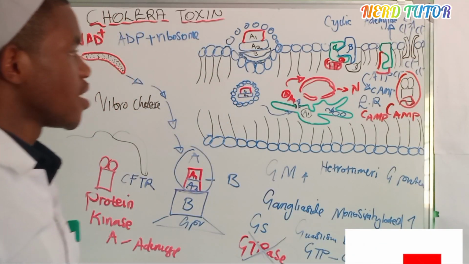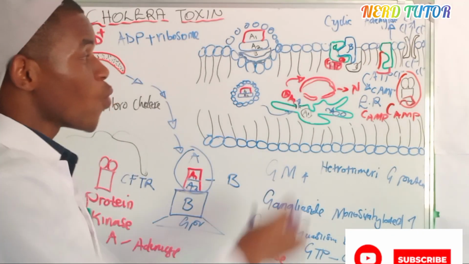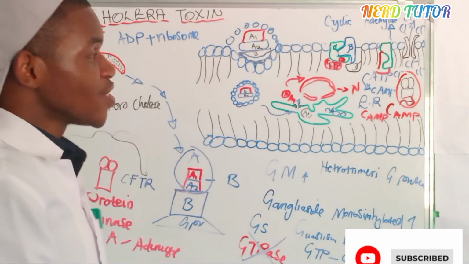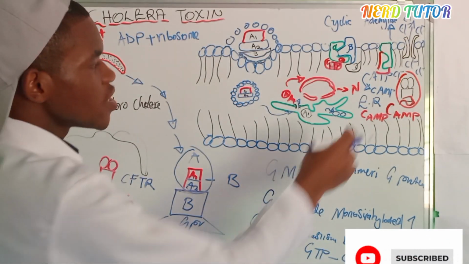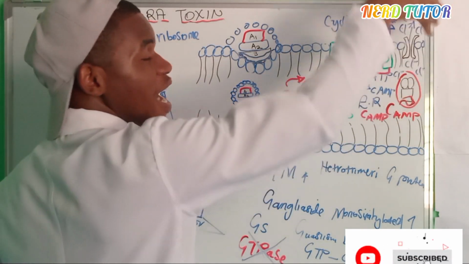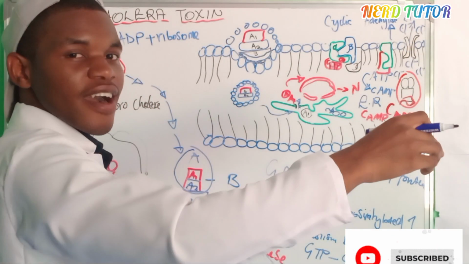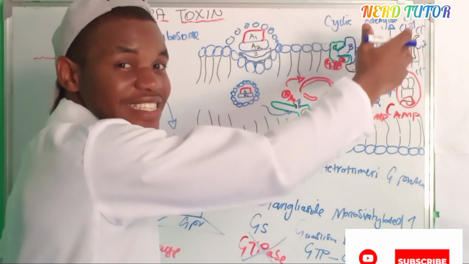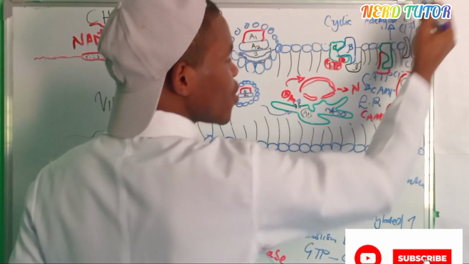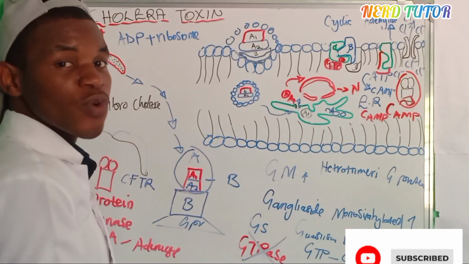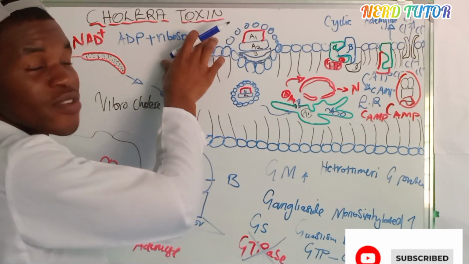Now, take note. When chloride is leaving, even water will be leaving the cell. The water will be thinking, let me at least try to balance things here, because a lot of chloride has gone outside of the cell. In the essence of balancing, more water will be leaving, because this guy is still on. It won't be turned off. Why? Because of ADP ribosylation.